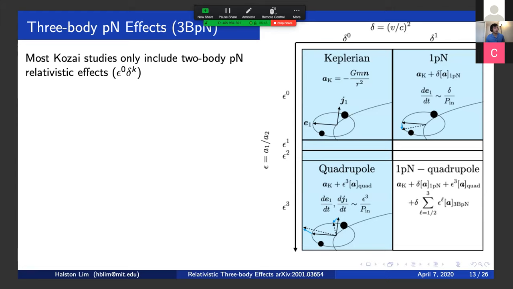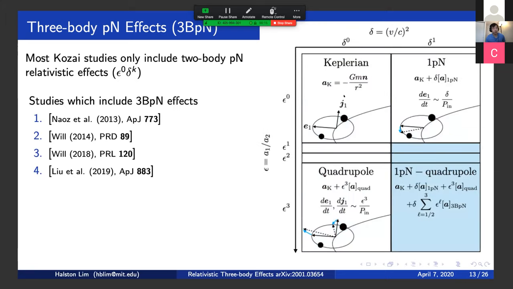So if you go into the literature, you'll find that most Kozai studies only include the two body PN relativistic effect. So that's epsilon zero, and some delta to the k. So they're going to include the Kozai effect, which is the quadrupole, maybe the octupole terms. And to treat relativity, they might only include the two body PN effects that are in this row. However, there are a few studies which do include the three body PN effects. That is everything that is in this quadrant. And here are those papers.